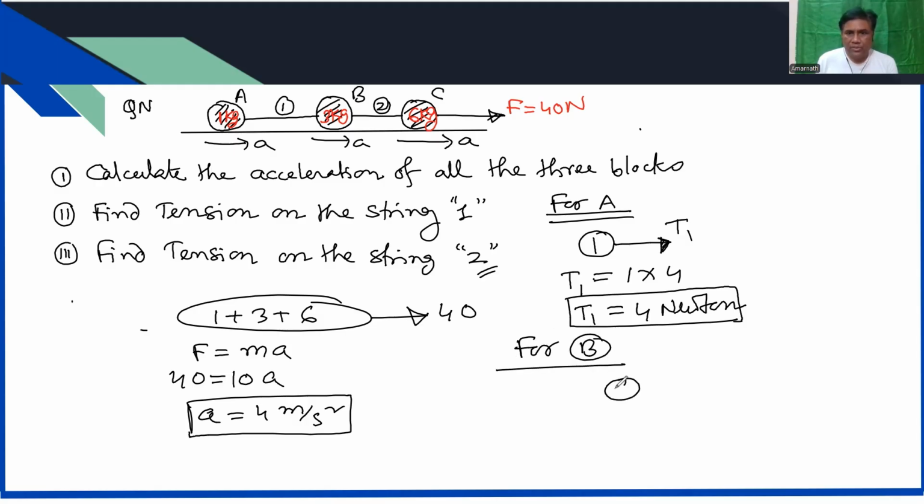So B is 3 kg. So in the right direction it is tension 2, in the left direction it is tension 1. So the right directional force minus the left directional force is equal to mass into acceleration.